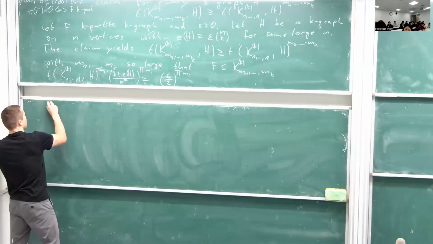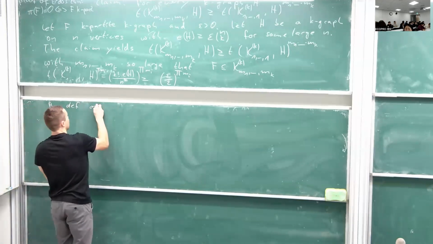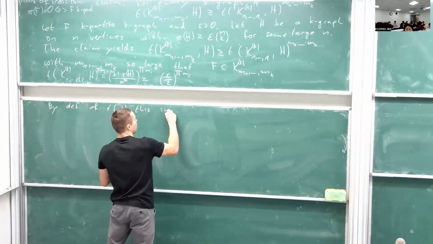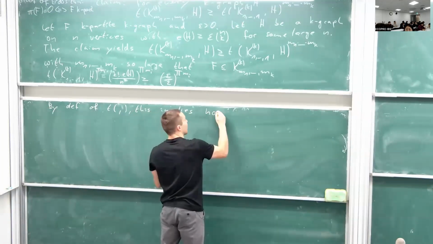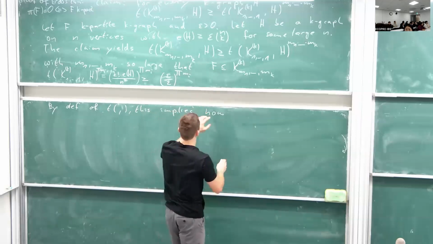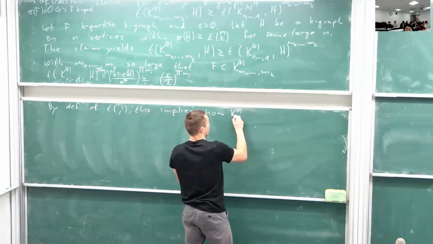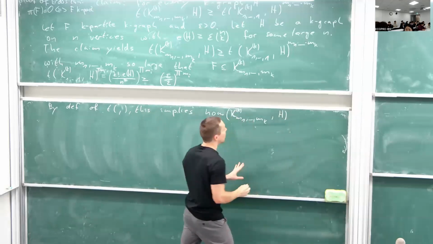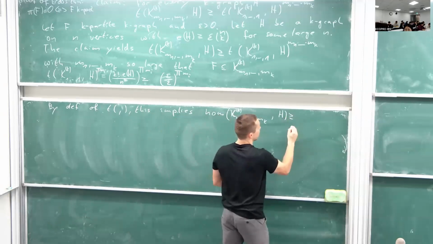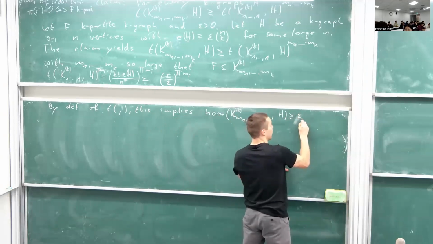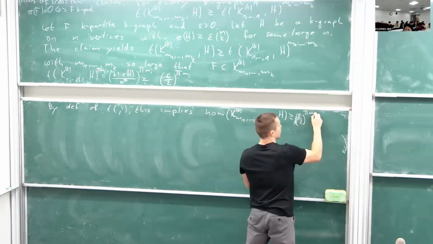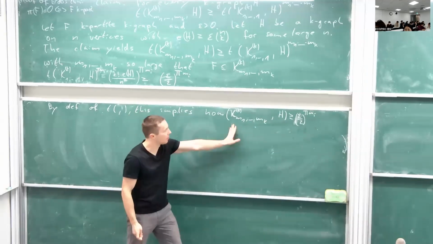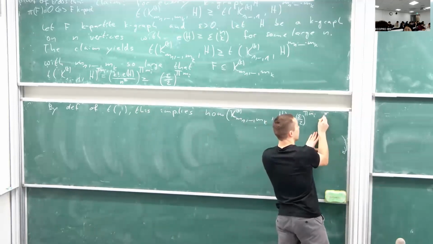So by definition of this homomorphism density, this implies that if we now look at the number of homomorphisms from the complete k-partite k-uniform hypergraph into our H, then this is greater or equal to epsilon half raised to this power, times the number of all possible maps from here to here. So this is n to the sum of the mi.